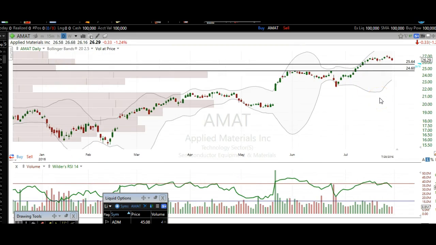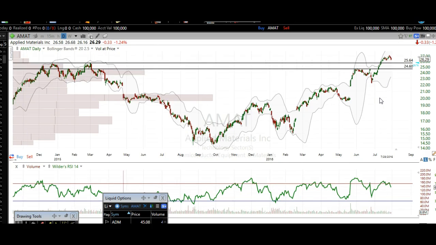And AMAT, we are at a support level here. You can see that this was a previous rejection zone right around $25, $26. You can see that clearly on the chart. And you can see that we broke over that and we're holding above that. So that is very constructive for AMAT.